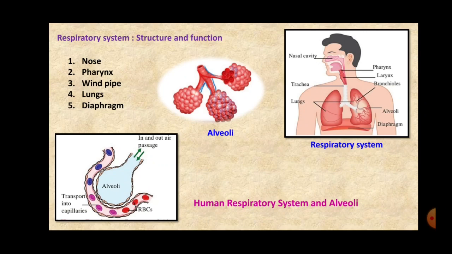And in the picture below you can see that the alveoli are there, which have blood capillaries, and in these blood capillaries the in and out of air takes place. So this is all about the human respiratory system.